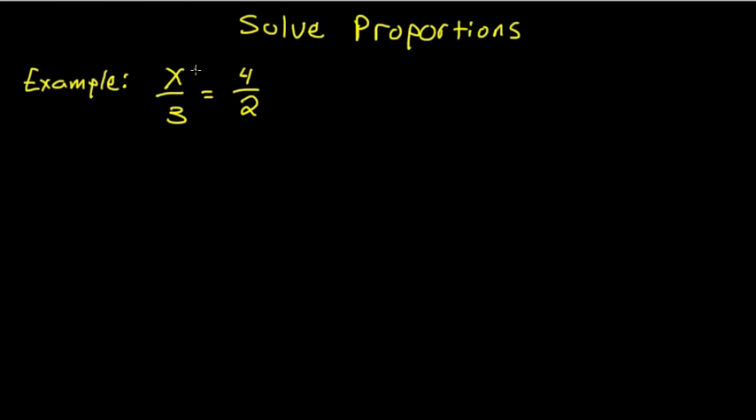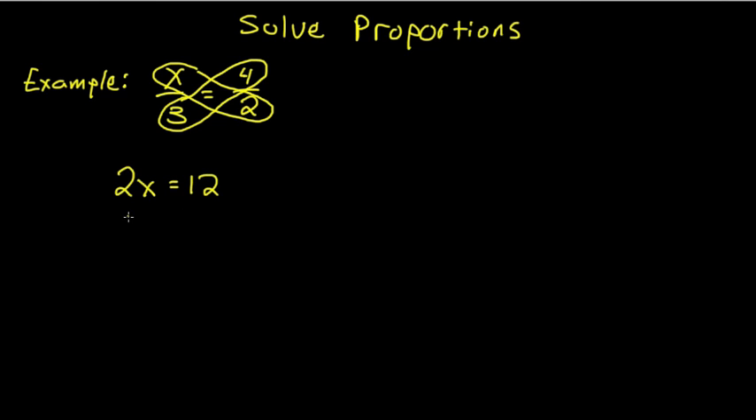Cross-multiplying just works like this. Take the x and you multiply it by the 2. So the upper left-hand corner multiplies by the lower right-hand corner. So x times 2 gives us 2x. And then we write an equal sign. And then the lower left-hand corner multiplies by the upper right-hand corner. So 3 times 4 gives us 12.